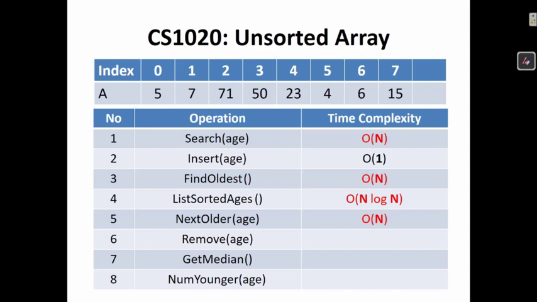Remove an age: same thing, it's not sorted, so I have to go through the entire thing in order to find the age. Remove it, and then maybe you have to close the gap also. So this is O(n) time also. Get median. Well, how to get median?